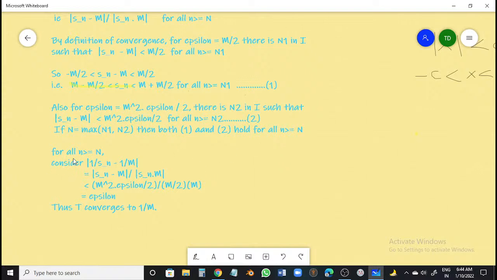Yes. So for all n greater or equal to N, we consider this difference, mod of 1 over Sn minus 1 over m. Already we have simplified this. So this is mod of Sn minus m upon mod of Sn into m. And let us now simplify this particular expression. What do I really get over here? So mod of Sn minus m is, we have stated here.